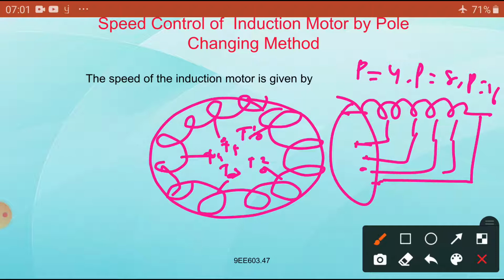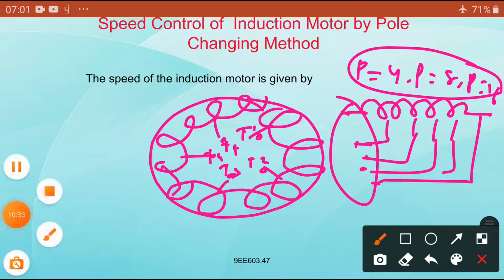Okay, here there is only a single winding, so it can be connected through a number of terminals. Then we can change the number of poles. Correspondingly, by changing the number of poles, we are going to control the speed.